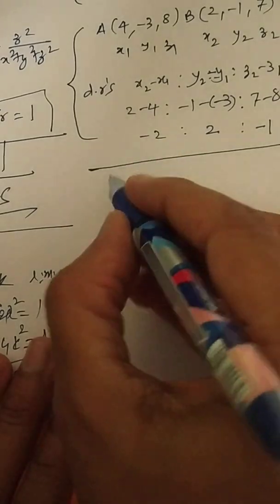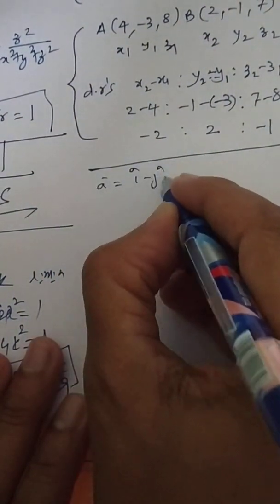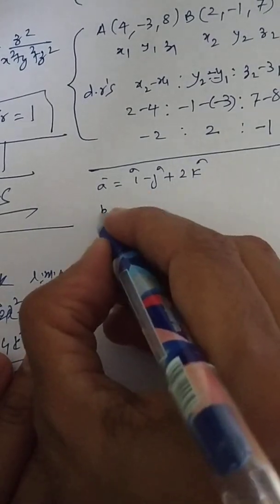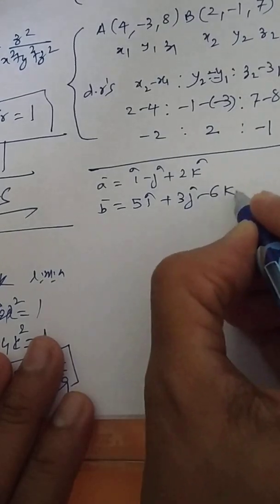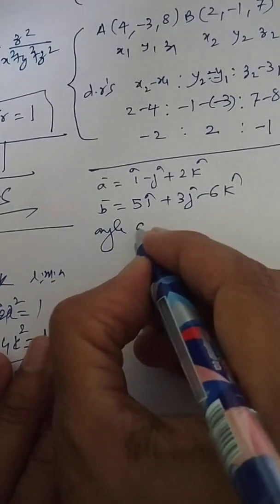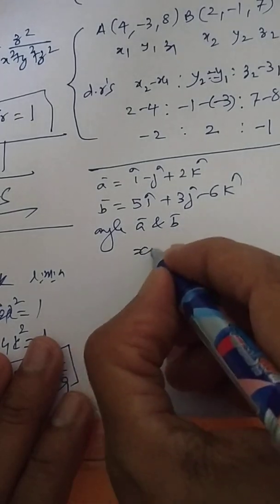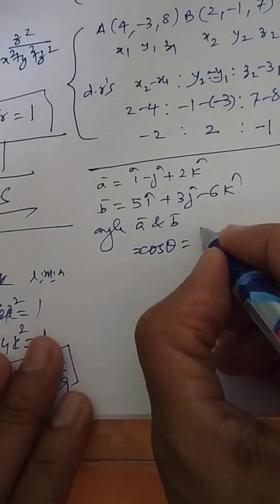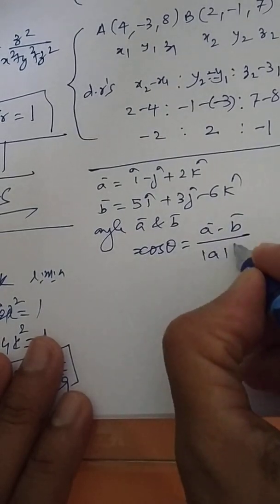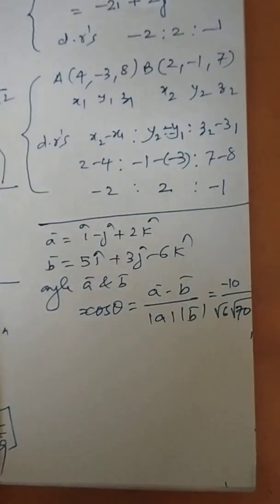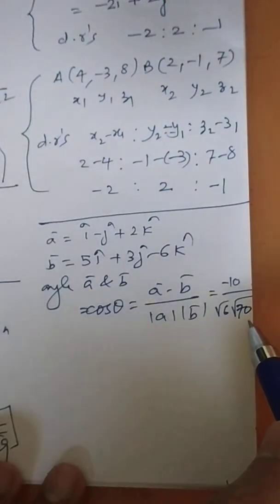Now let us look at the question. If A is i minus j plus 2k, B is another vector, 5i plus 3j minus 6k. Question is, what is angle between A and B? So what I can say, angle between, let us say theta, it will be nothing but A dot B upon magnitude of A and magnitude of B. Just calculate this. Are you getting -10 upon root 6 and root 70?